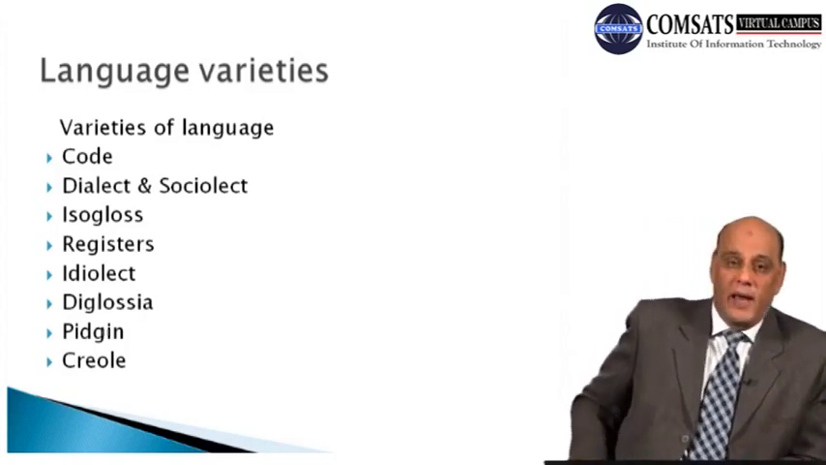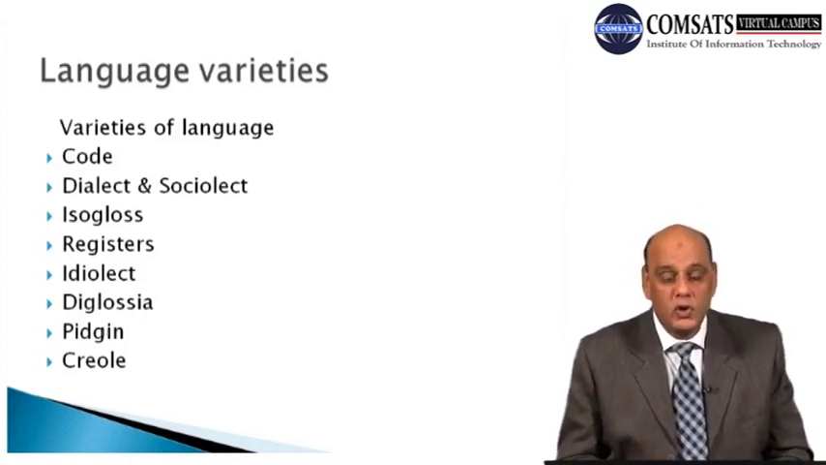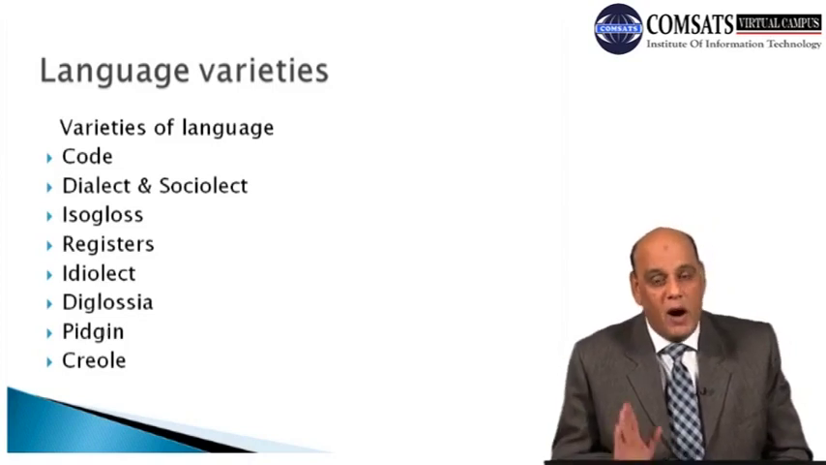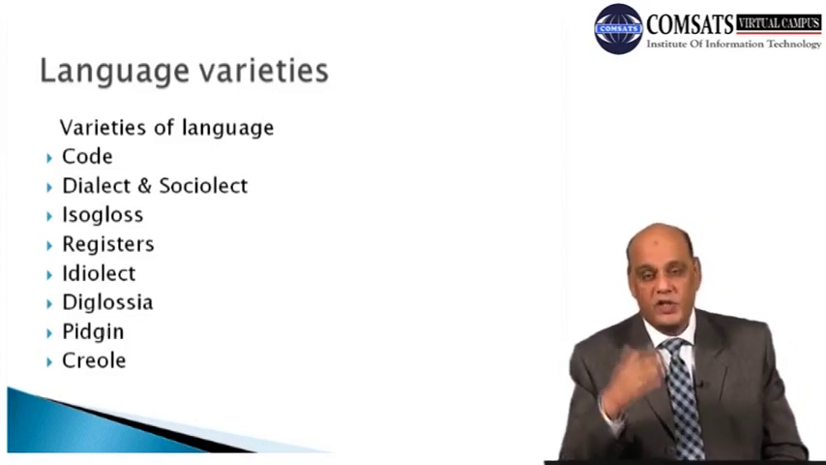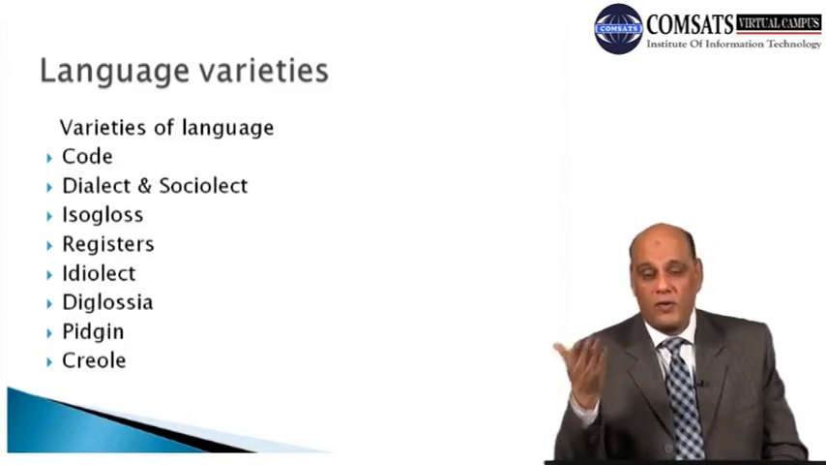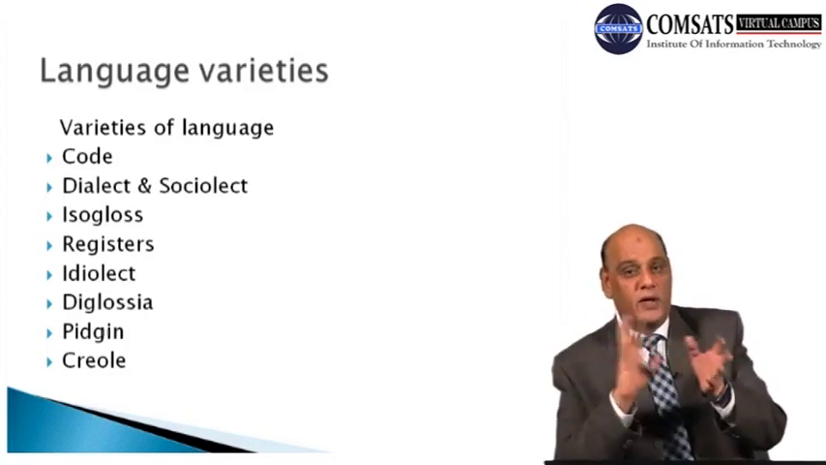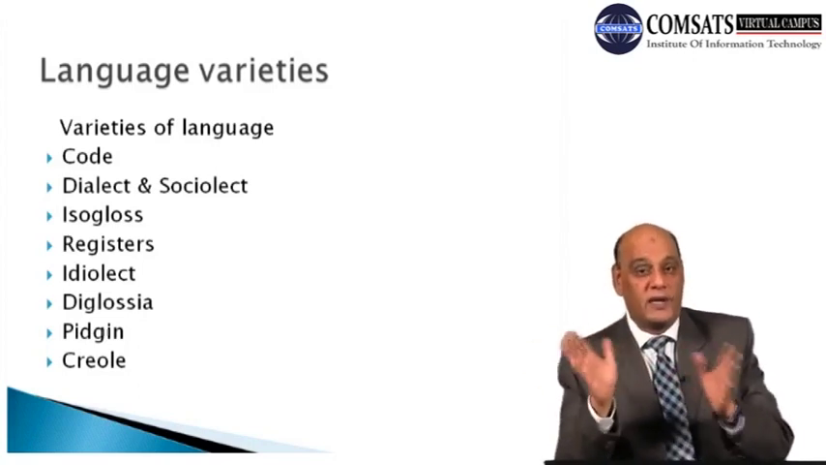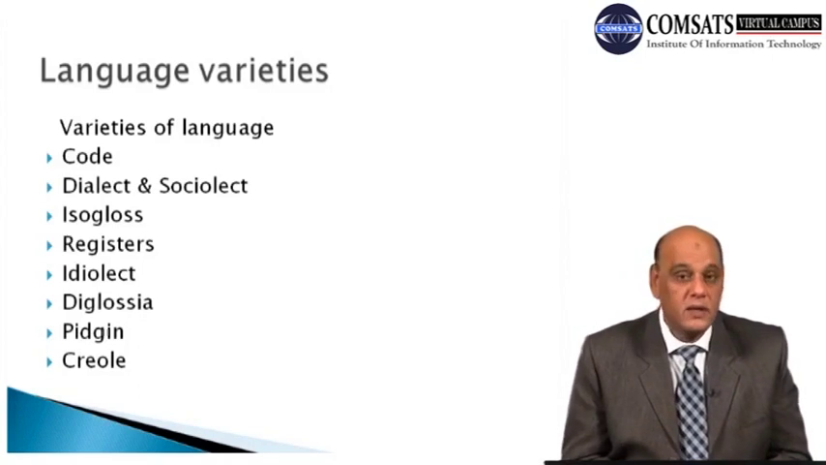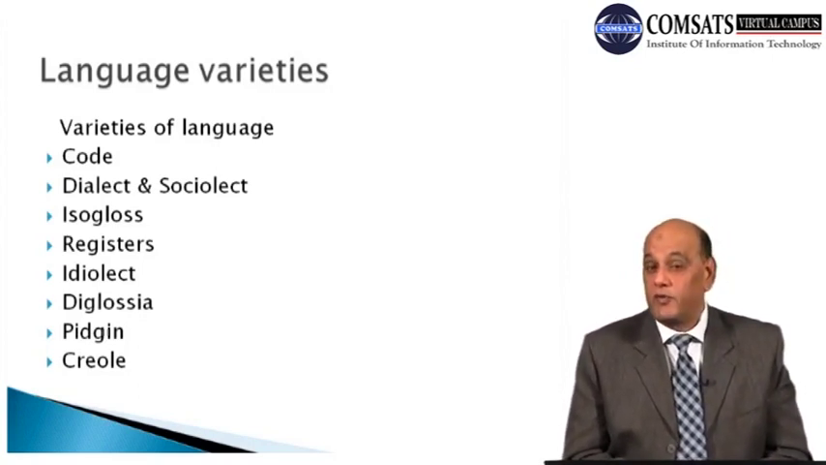Dialect and sociolect: dialect is spoken in one particular geographical region, sociolect is spoken by a group of people. Isogloss is the boundary where you have the change, the transition of language, dialect or language. It is the line between the two areas where two different languages or two different varieties are spoken. That is isogloss.